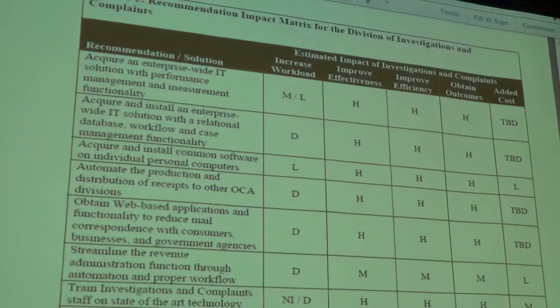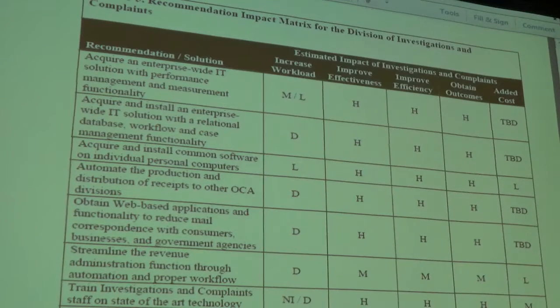On page 33, table I-1-5, there's a recommendation impact matrix that we did for the Division of Investigations and Complaints. For example, the recommendation to acquire an enterprise IT solution for performance measurement and performance management is going to have a moderate to low increase in workload. It's going to have a high increase in program effectiveness, a high increase in improving efficiency, and a high impact on attaining the outcomes.